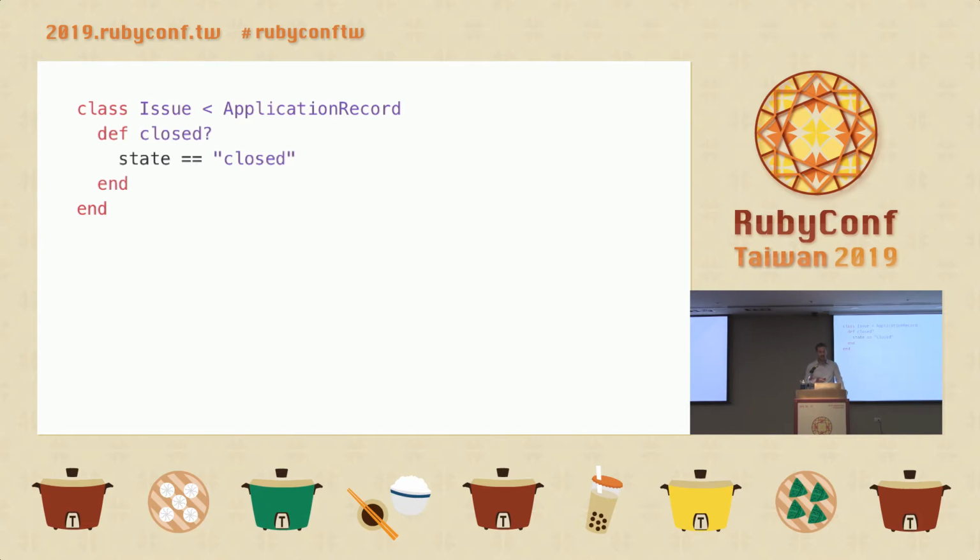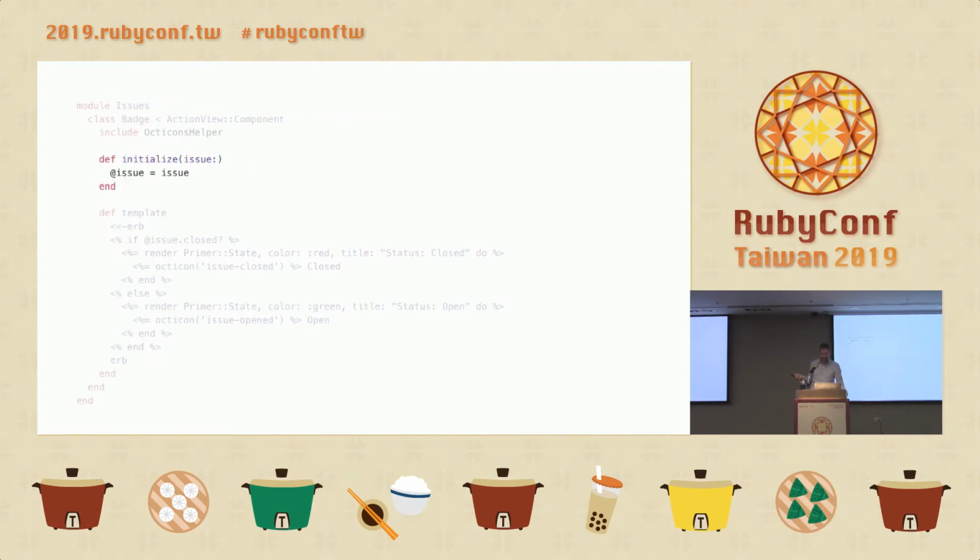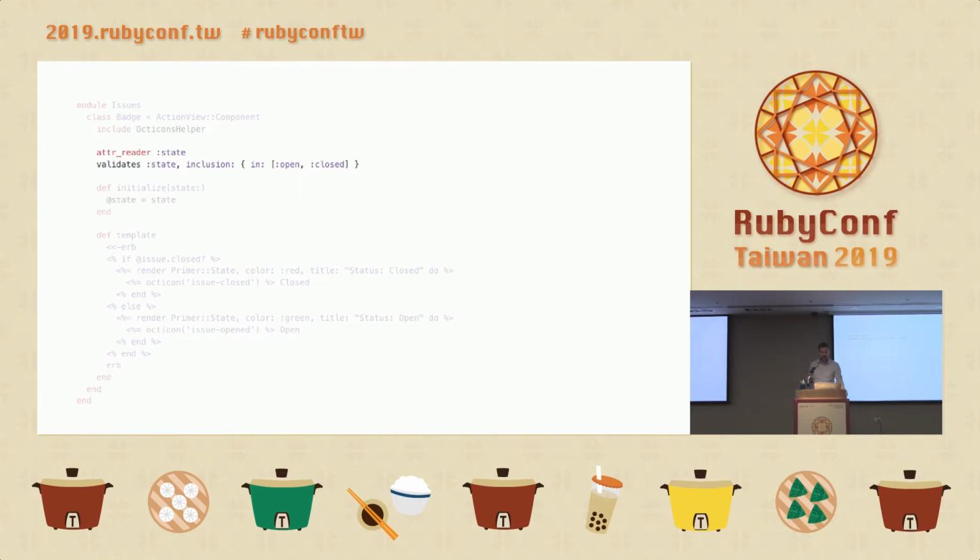If we look at the implementation of the closed predicate method on this very abbreviated Rails model, it's just checking whether the value is closed. So what might our component look like if we passed in the state value instead of the whole issue object? First we need to update the initializer to accept the state value instead of the issue object, and add a validation for the values we expect.